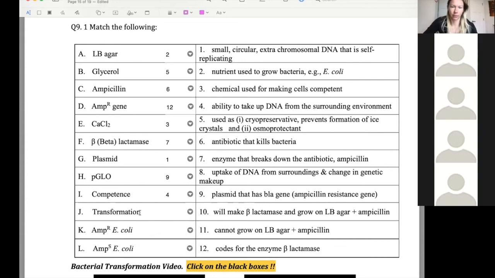Transformation. Eight. Right. So if a cell is competent and it is able to take up DNA, then we say it has been transformed. All right. AMPR E. coli. Ten. Exactly, yeah, it's able to grow in the presence of ampicillin. And so by process of elimination, AMPS E. coli is 11. Right, so it is sensitive. That's what the S means. R stands for resistant, S stands for sensitive.